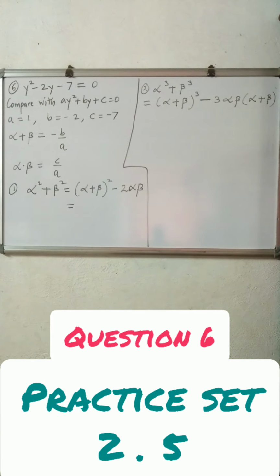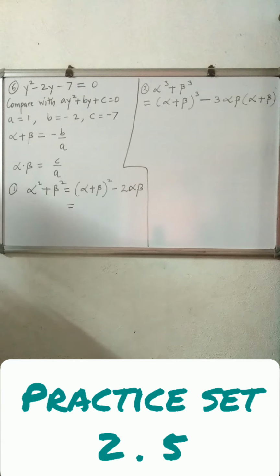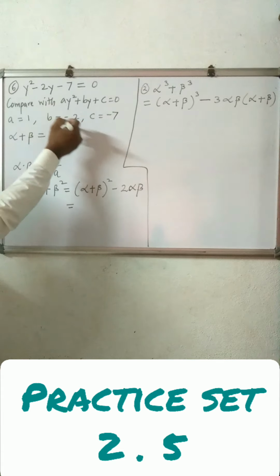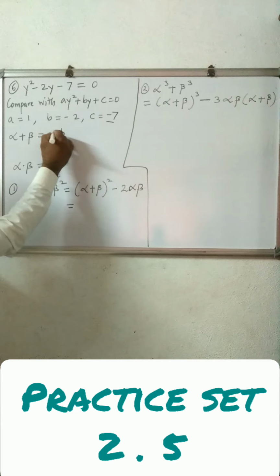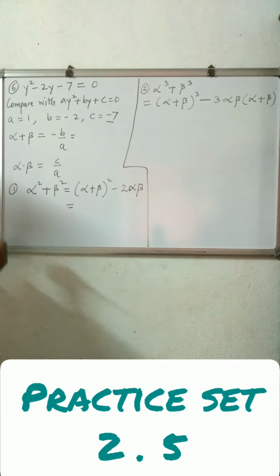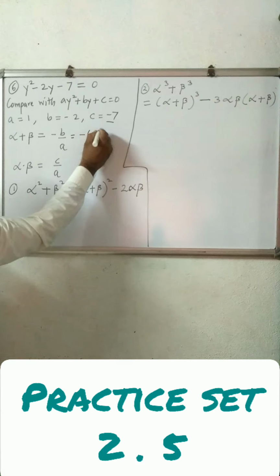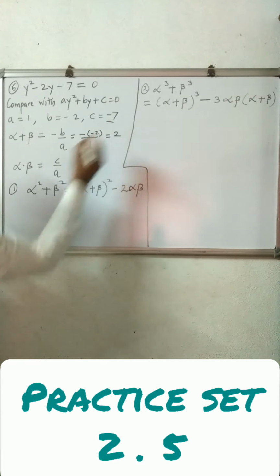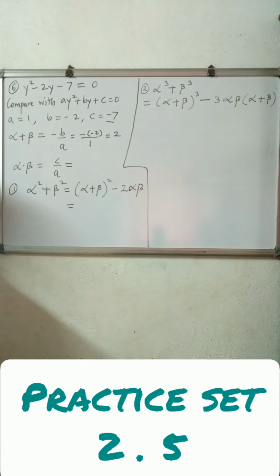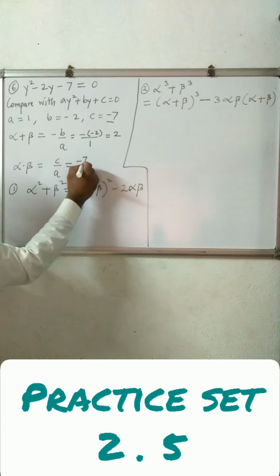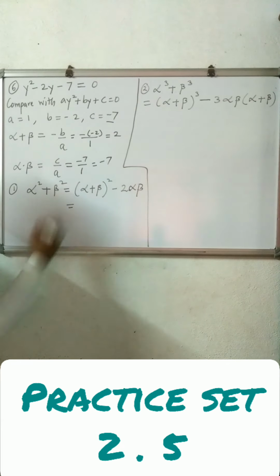Sixth one: if alpha and beta are the roots of the equation y square minus 2y minus 7 is equal to 0. So comparing with ay square plus by plus c equal to 0, the value of a is equal to 1, b is equal to minus 2 and c is equal to minus 7. So alpha plus beta, the sum of the roots, is minus b upon a, which is the formula. So minus b means minus of minus 2 upon 1, which is equal to 2, and alpha into beta is equal to c upon a. The value of c is minus 7 upon a is 1, which is equal to minus 7.